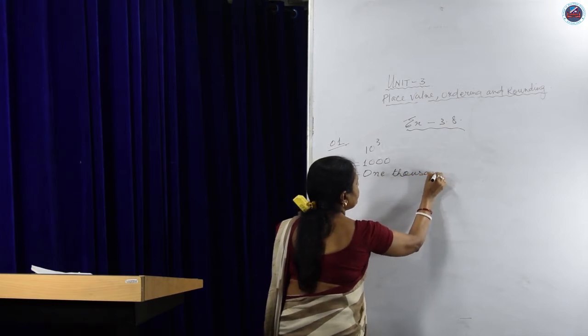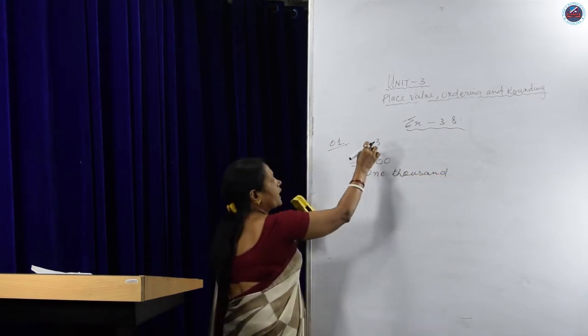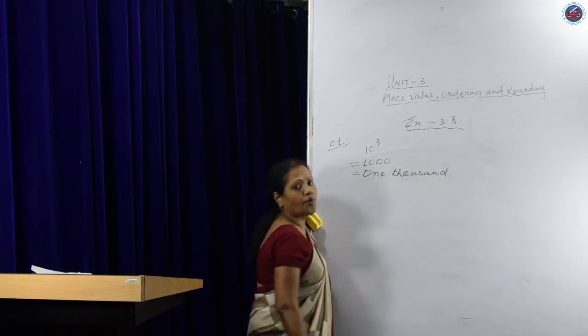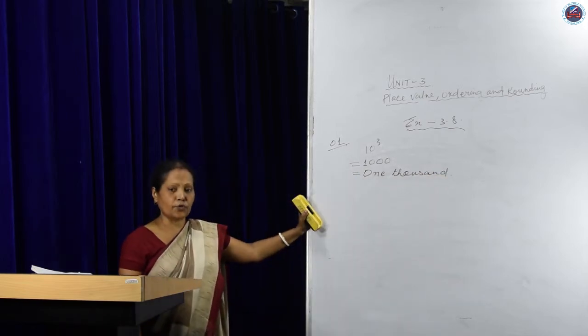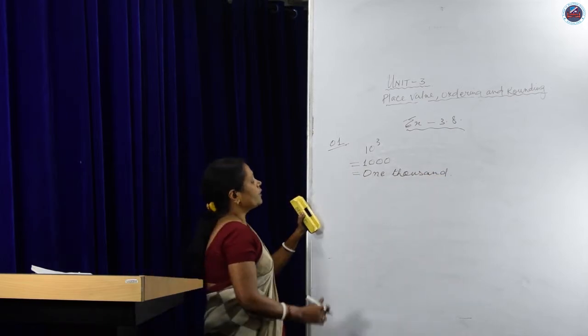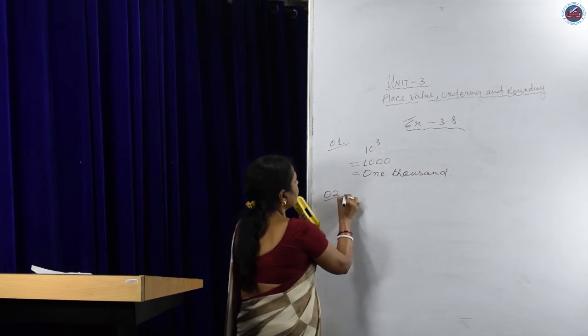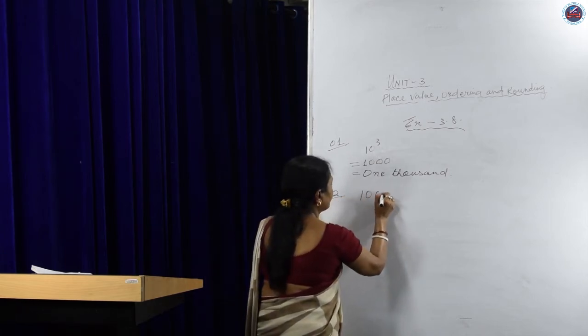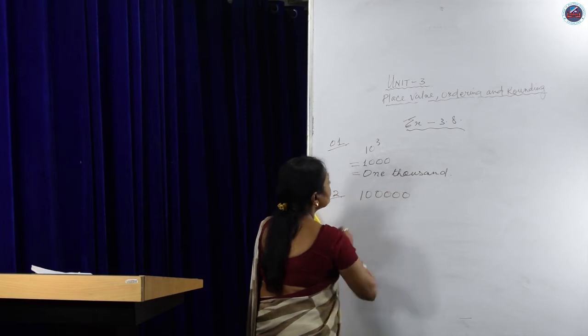1000. That means you are writing 10 to the power 3 as a number as well as in words. So that you have to do in question number 1. In question number 2, I take one of the sums like 1 0 0 0 0 0.